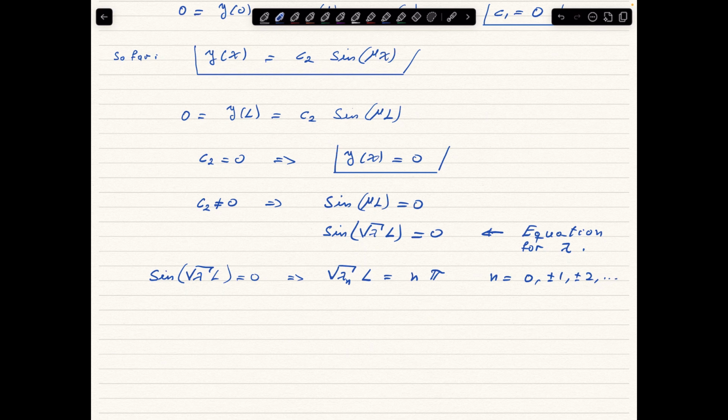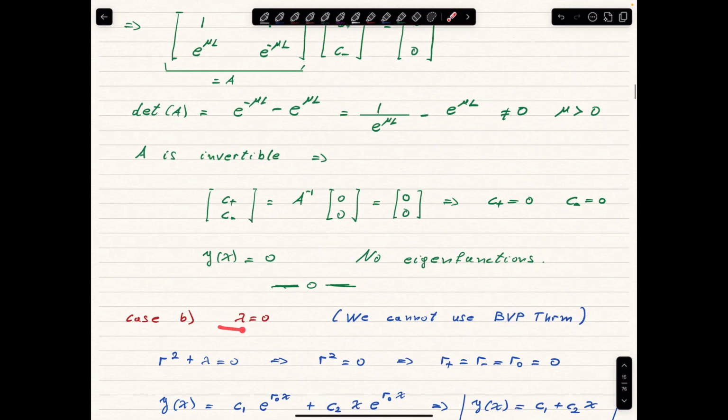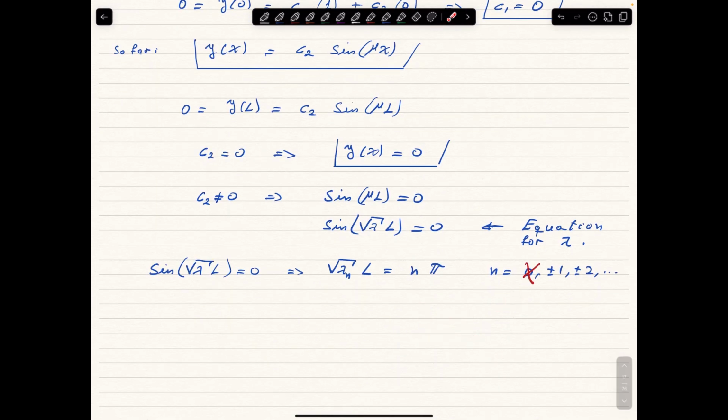But actually, lambda cannot be 0. Lambda n cannot be 0, because if n is 0, we get lambda equals 0, but this case we already studied before. This is the case we studied here. So lambda cannot be 0, so n cannot be 0, but it can be plus or minus 1, plus or minus 2, and so on.